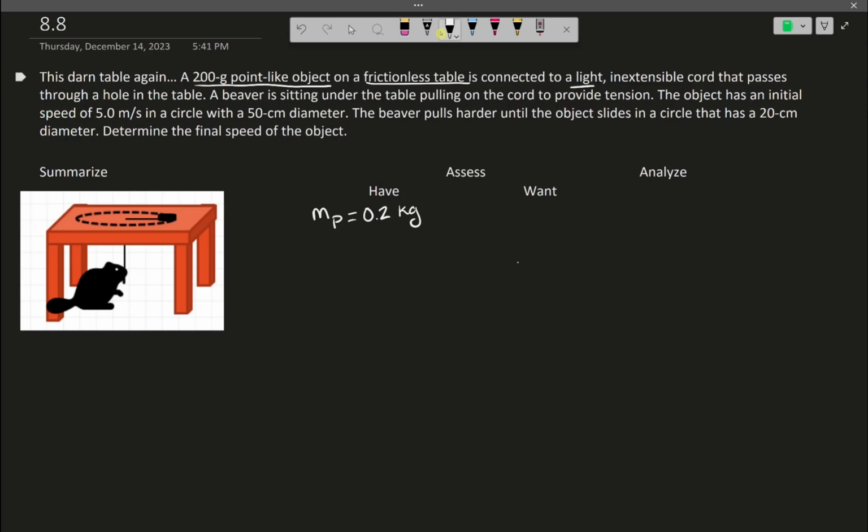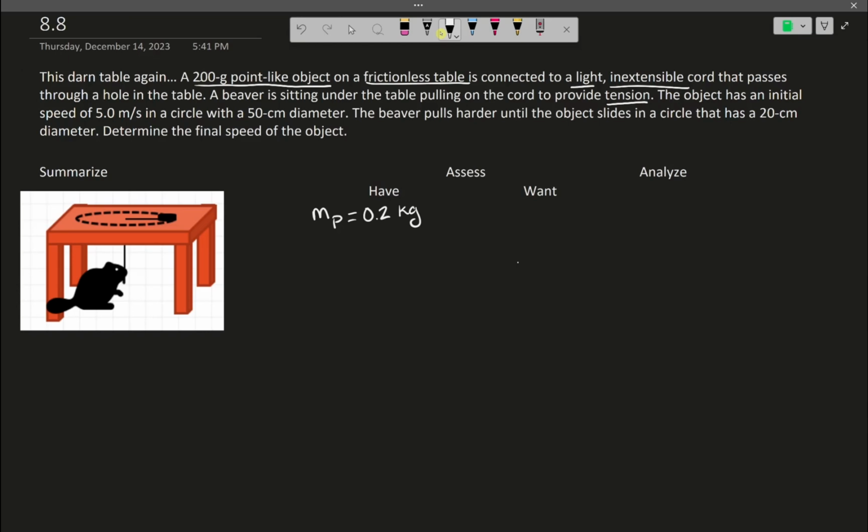And it is connected to a light, inextensible cord. So the fact that it's a light cord means that I can ignore the mass of the cord, and the fact that it's inextensible means that I can ignore any sort of stretching that this cord is going to have. The cord passes through a hole in the table. A beaver is sitting under the table, pulling on the cord to provide tension.